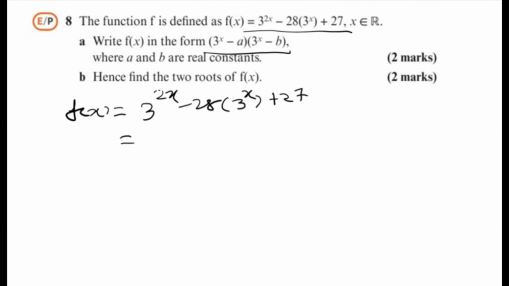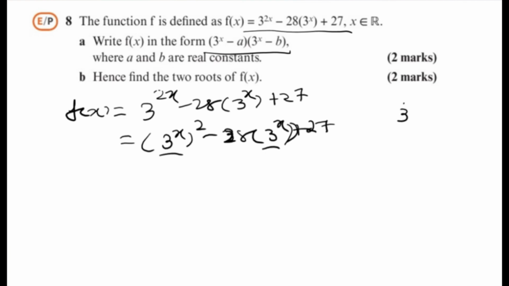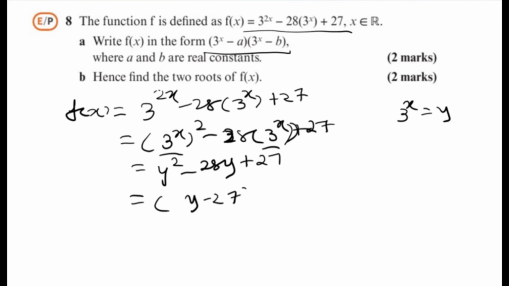Now this looks a little bit complicated. So to make it easy, I am rewriting it as (3^x)^2 - 28(3^x) + 27. Now as you can see here, 3^x I can assume as y. So it's y squared minus 28y plus 27, which is my normal function. Now factorize it. So I will get two factors, which are y minus 27 and y minus 1.